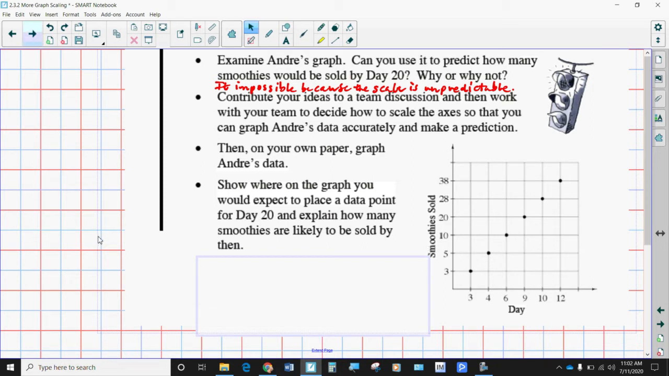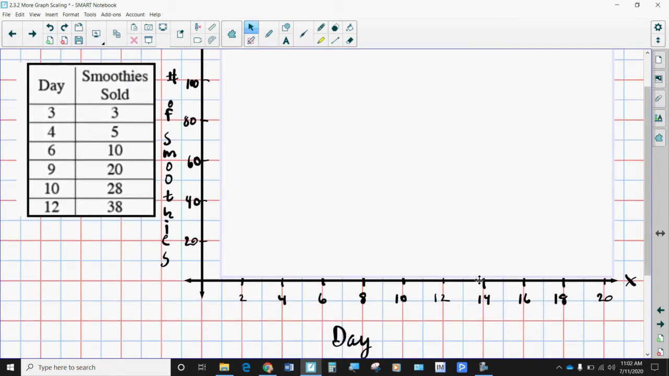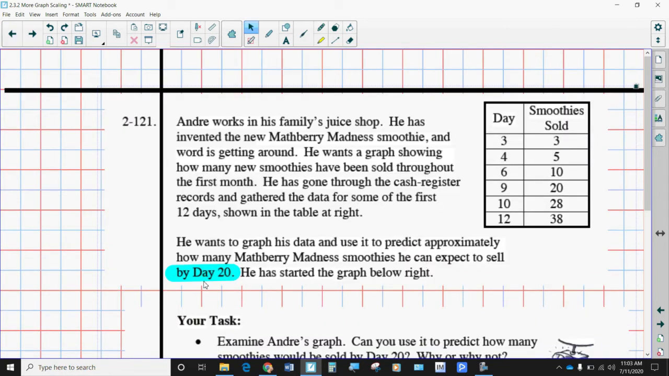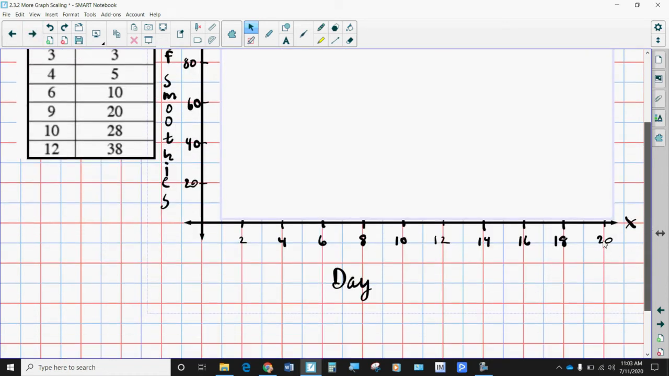So I'm going to turn the page here, and I would recommend that the days count by twos or threes, or if you've got the room, you can count by ones, but we need to get to day 20, right? Because that's what the question is asking us, to predict approximately how many smoothies will be sold by day 20. It's important that our number of days on our graph make it to day 20. So I decided to count by ones here, but you may not have room. You may decide to count by twos. However you want to scale that is up to you.